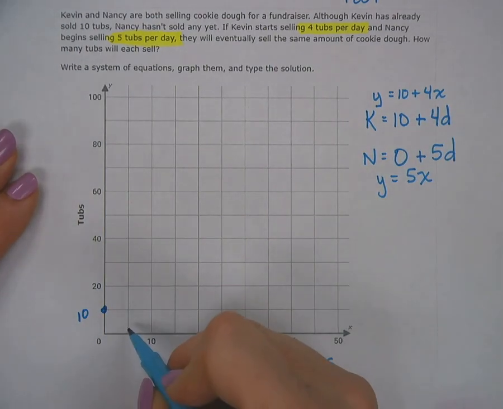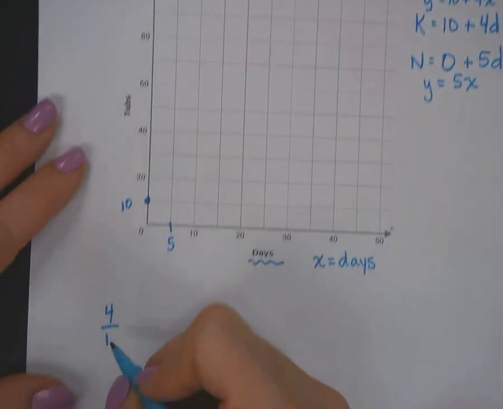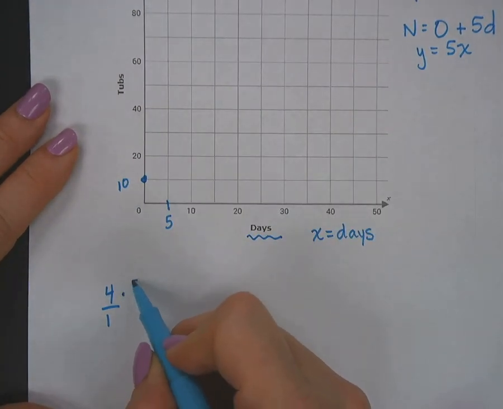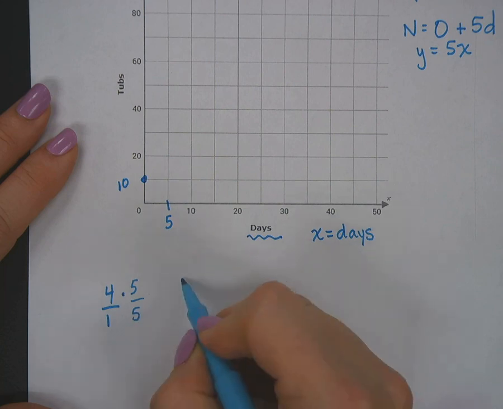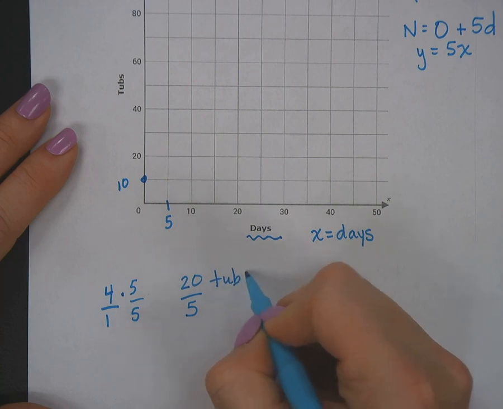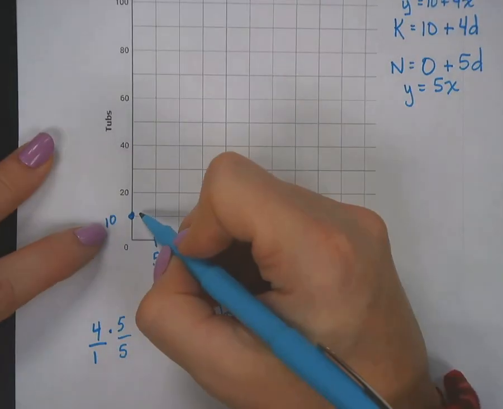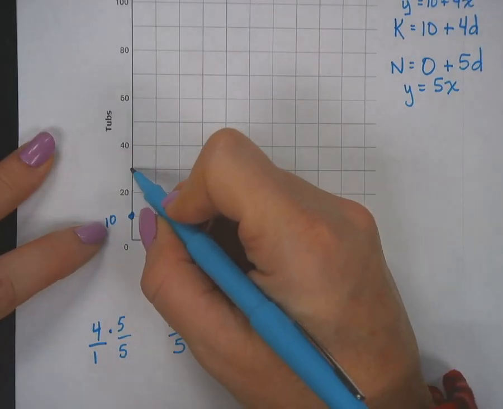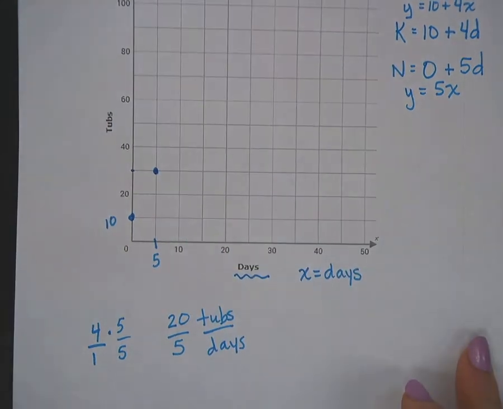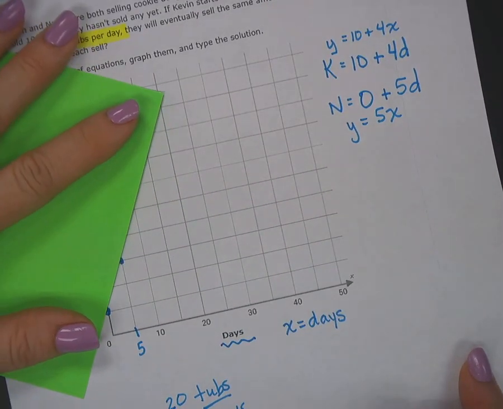Okay. Well, looking at these scales, rising 4 and running 1, if I multiply this all by 5, that's the same as rising 20 and running 5. So that means 20 tubs in 5 days. So from 10, I'm going to go up 20. So I'm going to go up to 30, and I'm going to run for 5 days. And I put my second point. Then I'm going to use my ruler to extend this out.